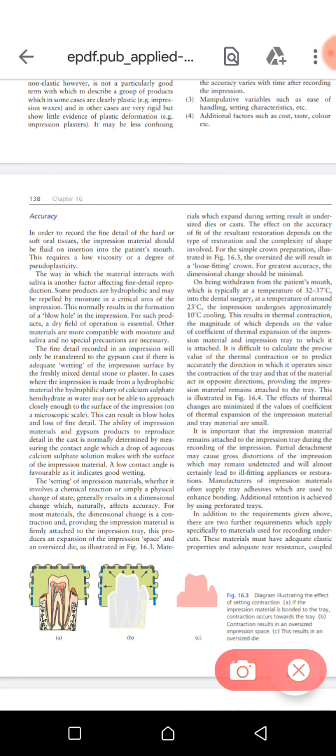In cases of material, the hydrophilic slurry of calcium sulfate hemihydrate in water may not be able to approach closely enough to the surface of the impression.